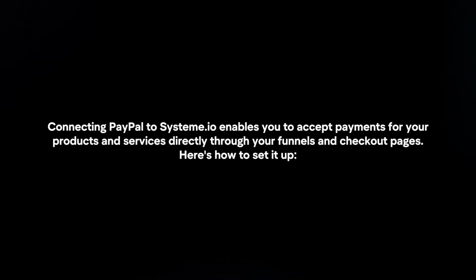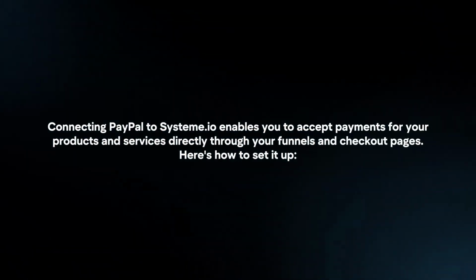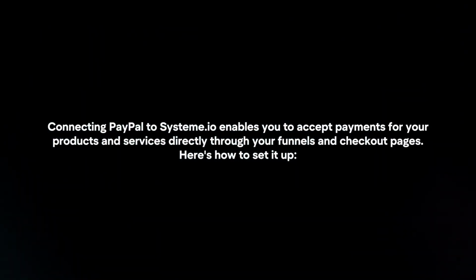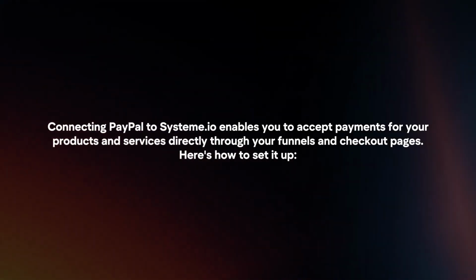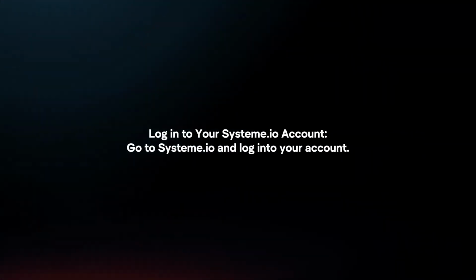Connecting PayPal to System.io enables you to accept payments for your products and services directly to your funnels and checkout pages. Here's how to set it up. Log into your System.io account. Go to System.io and log into your account.